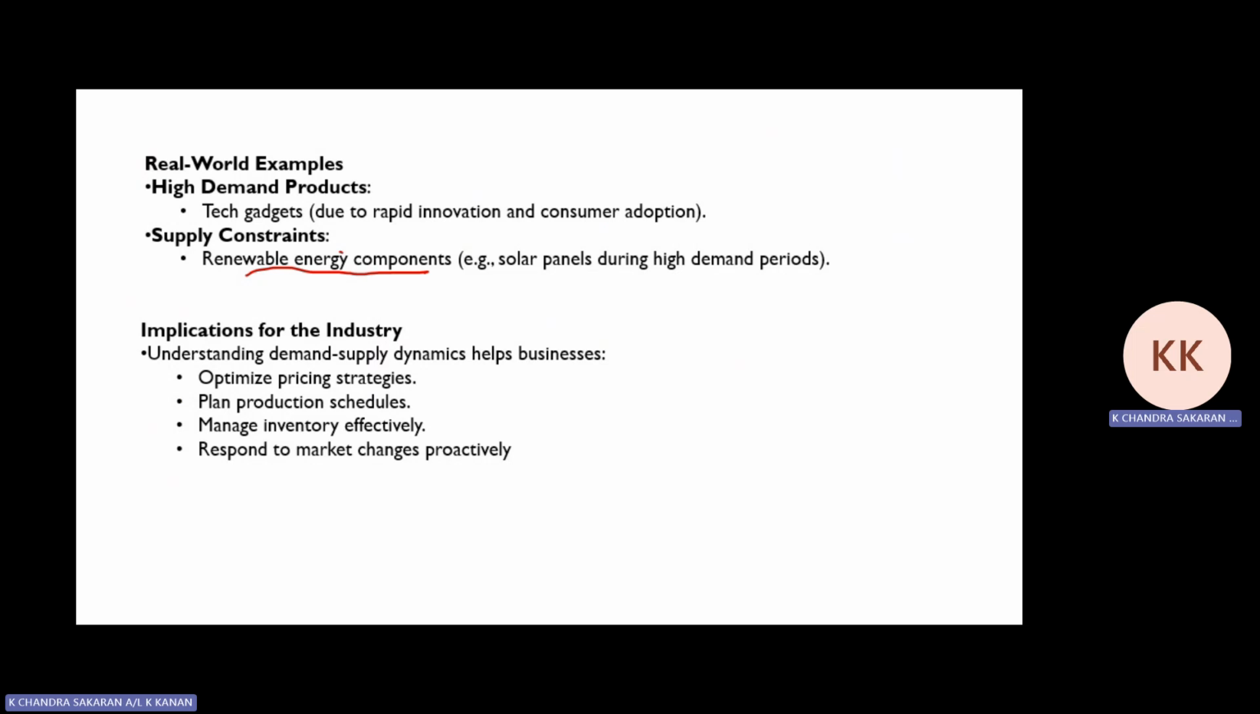So understanding the demand and supply of the business is very important, because it is important in deciding the pricing. So what kind of pricing to be charged for the consumer? Or you plan your production schedule. Okay. Manage inventory effectively, respond to market changes. So these are very important for firms to understand the market. They need to know how to produce. They need to know how to manage their inventory. Inventory means those products that are not sold.